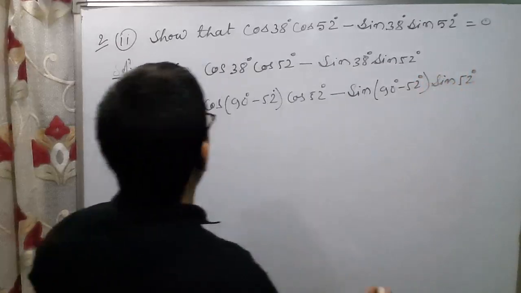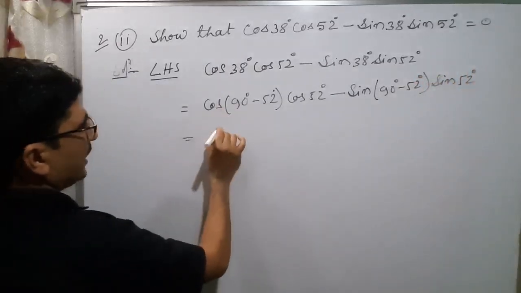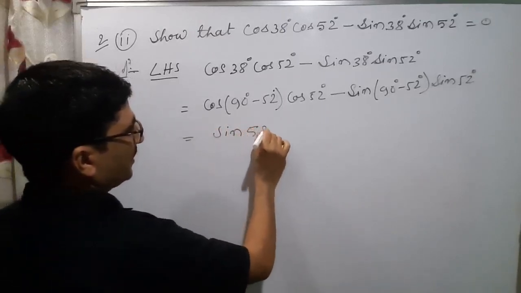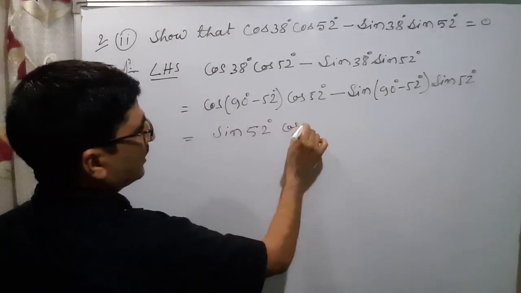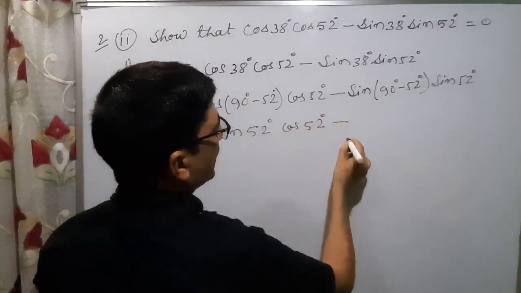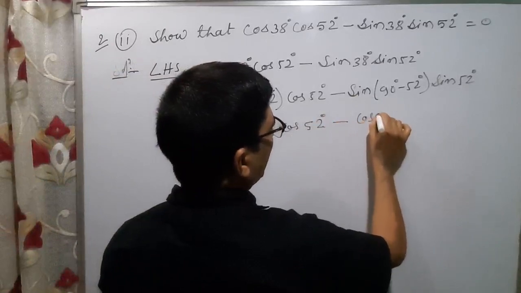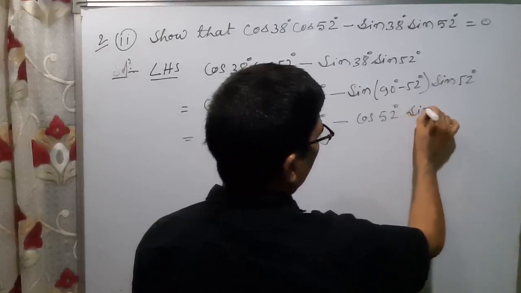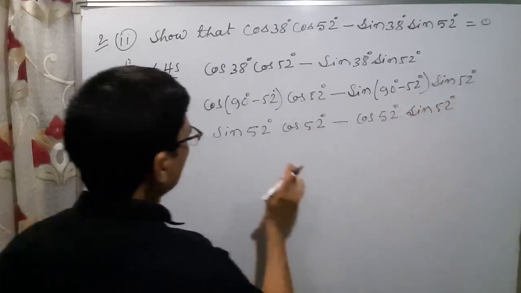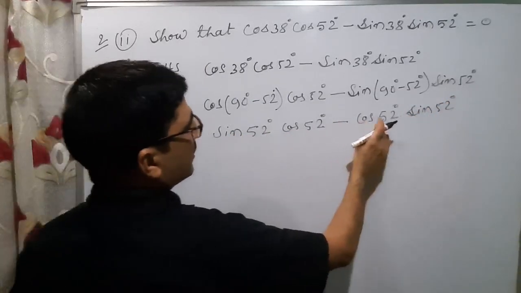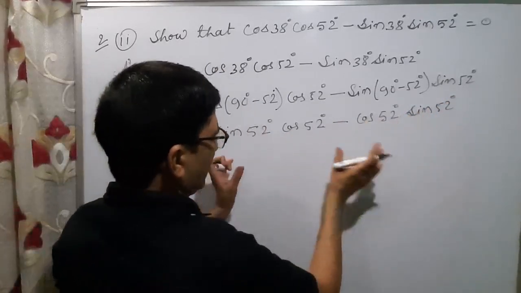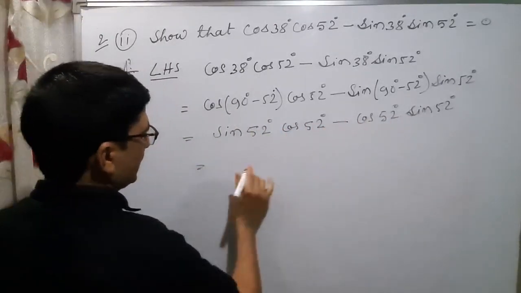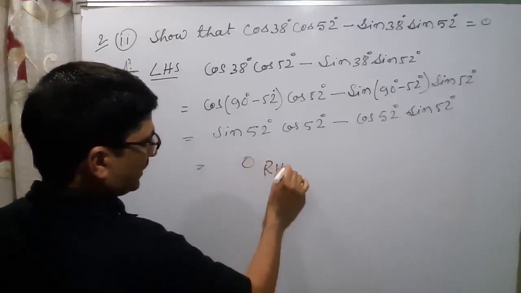This is equal to, cos 90 minus theta is sin theta, that sin theta is 52 degree. And it is cos 52 degree minus cos 52 degree into sin 52 degree. So you check here AB minus BA, that is xy minus yx is the same. So xy and yx same minus, then it is 0. Same term only, this term and this product are the same. It is equal to 0, the right hand side.